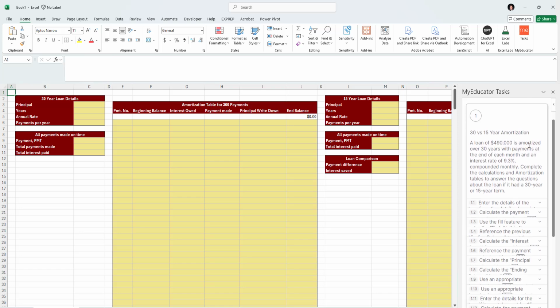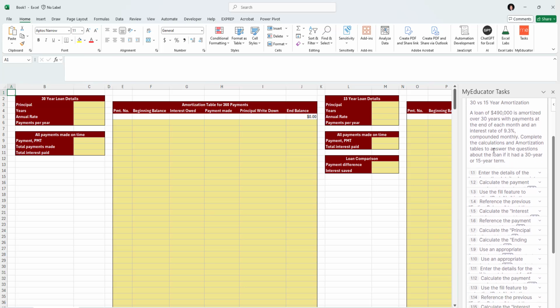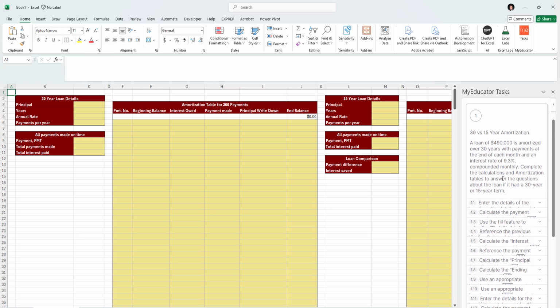A loan of $490,000, amortized 30 years, payments at the end of each month, interest rate of 9.3%, compounded monthly. Complete the calculations and amortization tables and answer the following questions. So first, enter the details of the loan.